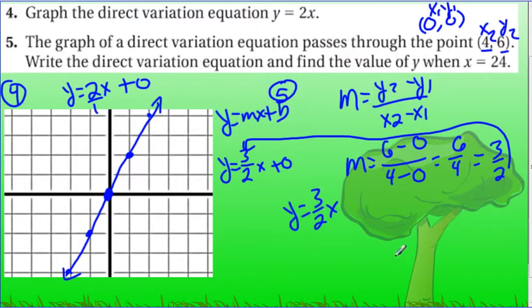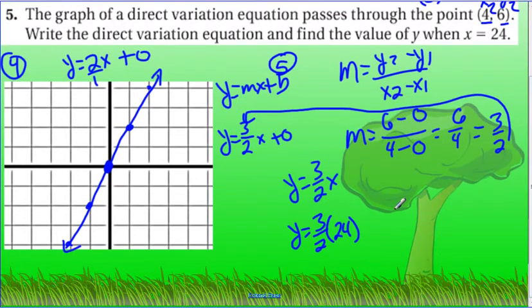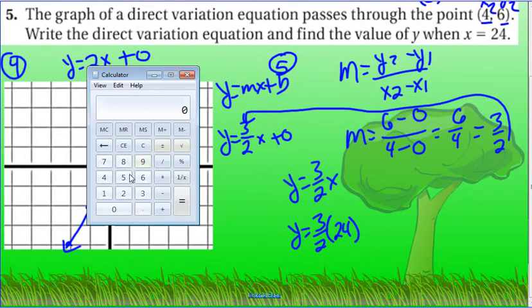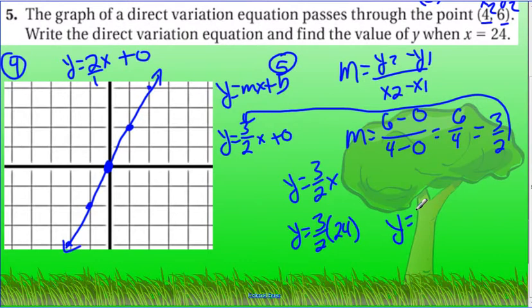Now, it then says, write the direct variation. Okay, we did that. Find the value of y when x is 24. So now we have to plug in 24 for x, and do the work in your head or on a calculator. Let's see, 3 times 24 is 72, and then 72 divided by 2 is 36. But just to double check it, 3 times 24 divided by 2 is 36. And we're done.